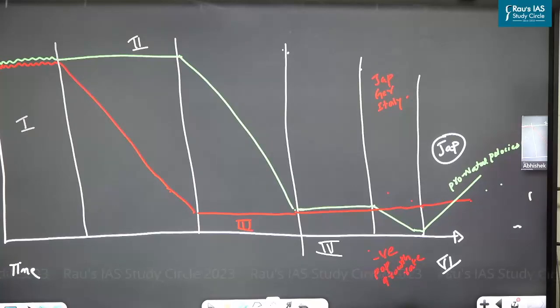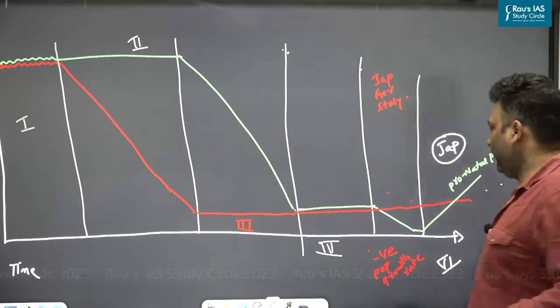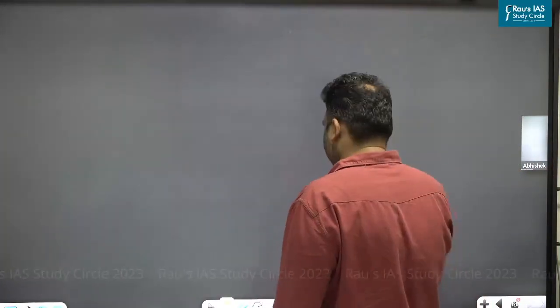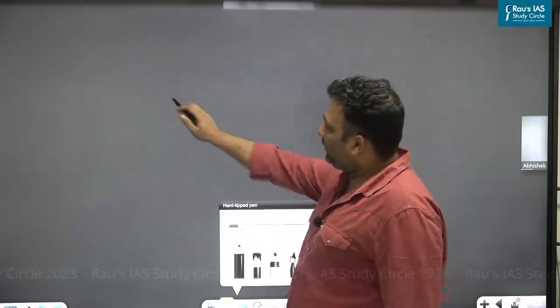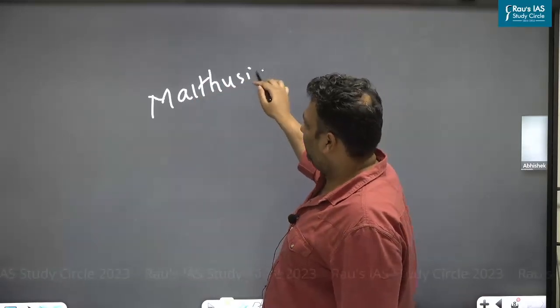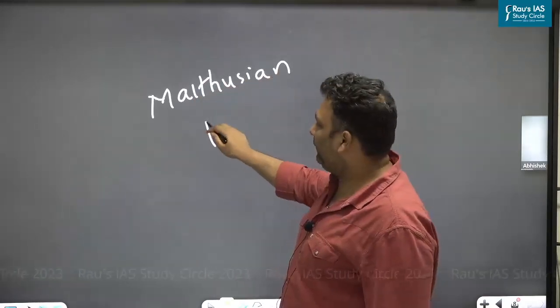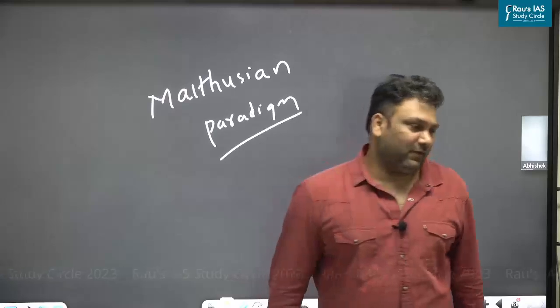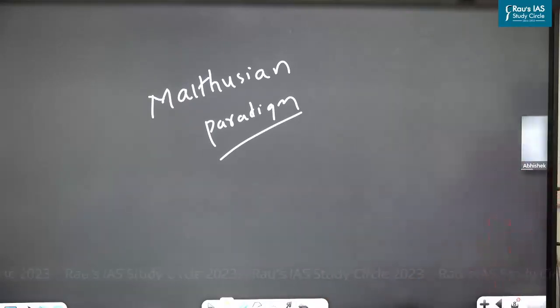Next, change the para. During this stage, the society was following... See, you write this word now. Later on, we'll discuss this theory. This is there in your syllabus. Malthusian theory. The society was following Malthusian paradigm.